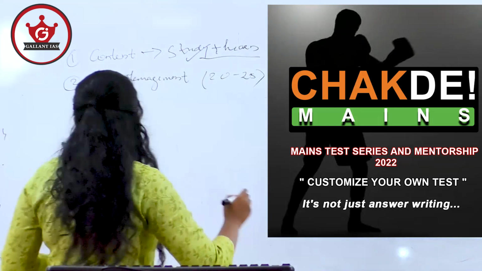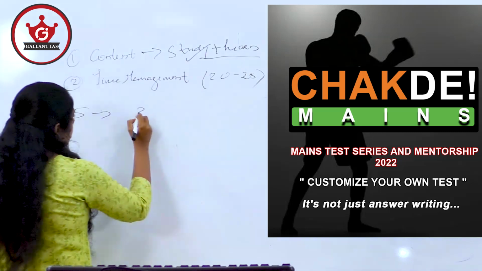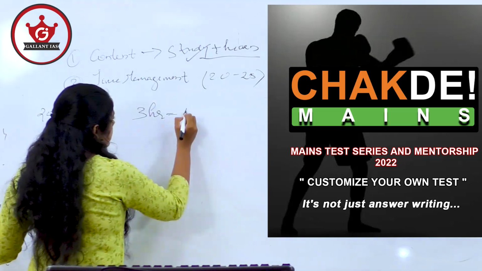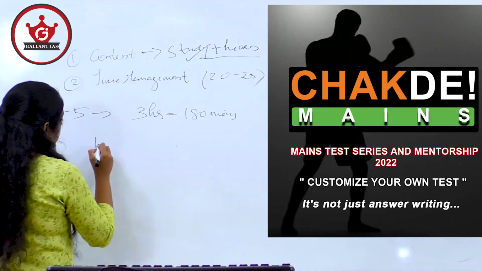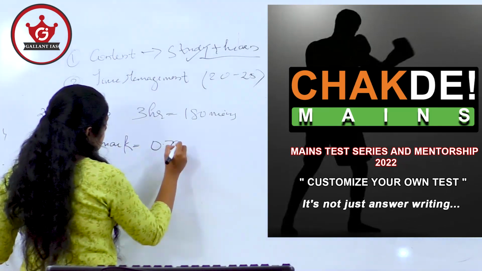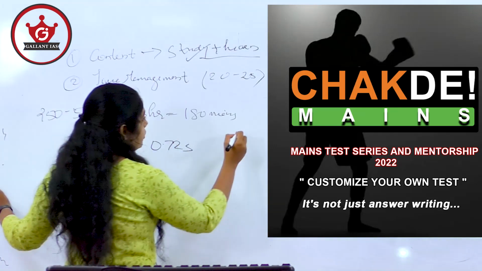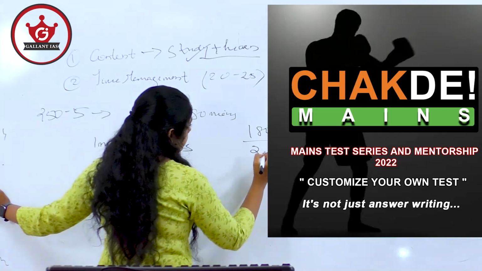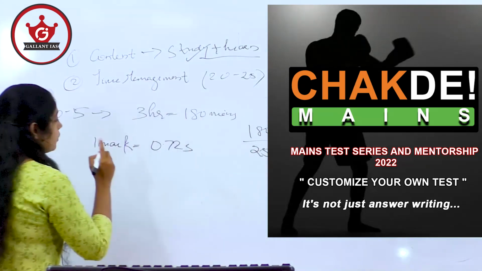All these papers, see, are 250 marks. We have 5 papers, and all these papers have 3 hours. 3 hours means 180 minutes. So, for 1 mark, you will hardly get 0.72 minutes. How? 180 divided by 250. Okay, 0.72. So, this will be the time for 1 mark.